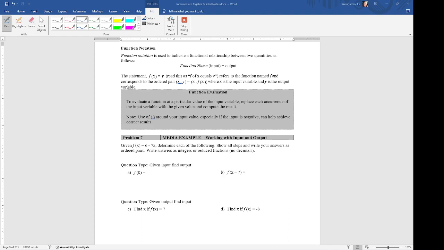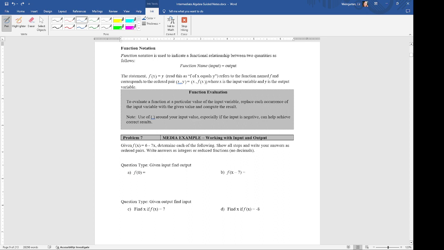Function notation gives us a mathematical way of showing what our input is going into and describing its relationship to the output. With function notation, we have the function name, which is generally represented by a letter, often lowercase f. Not always, but often. We're going to have the input, which is generally our x variable, and our output, which is generally y. It's not always, but for the most part, that's how it works.